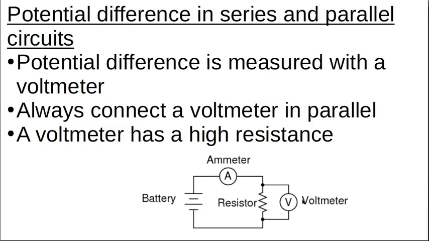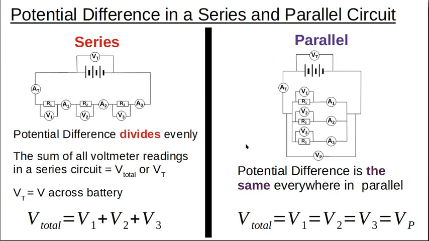But this is why a voltmeter has a very high resistance, so that a very small current flows through it, so that you can still do work in your resistance while measuring the voltage. So we measure potential difference with a voltmeter connected in parallel, and the voltmeter always has a very high resistance. So what happens to the potential difference in a series and a parallel circuit?